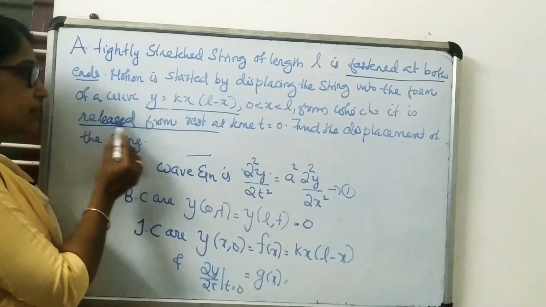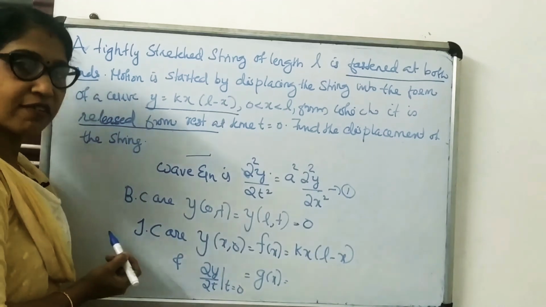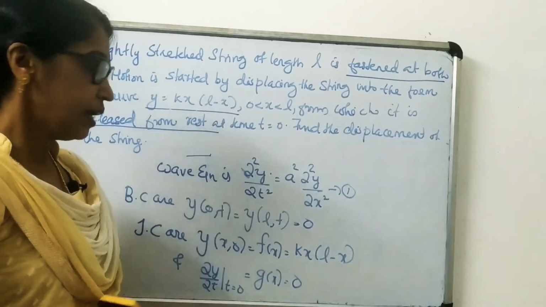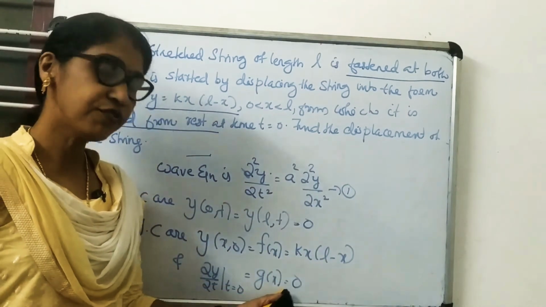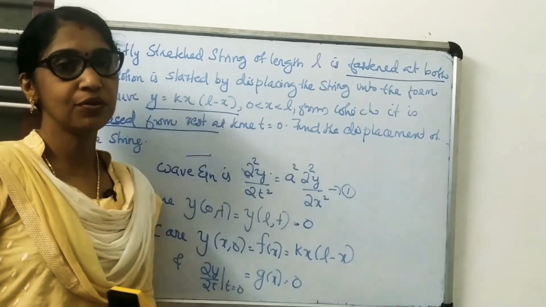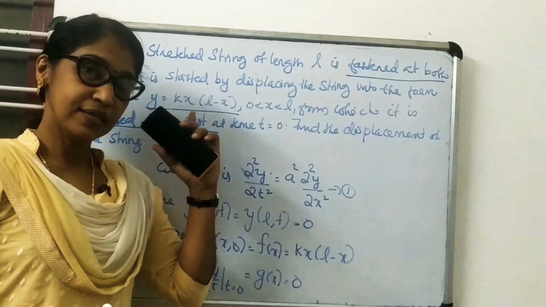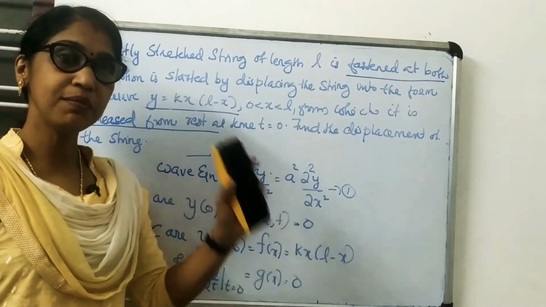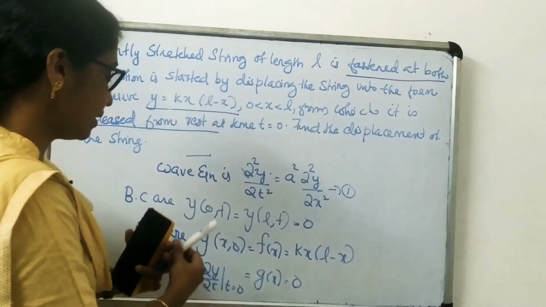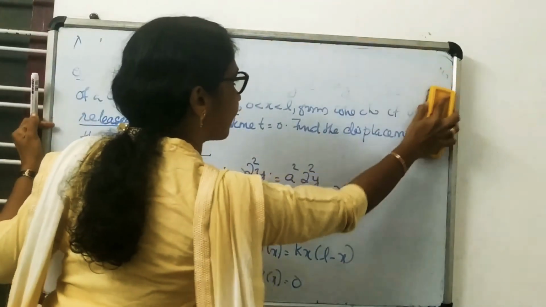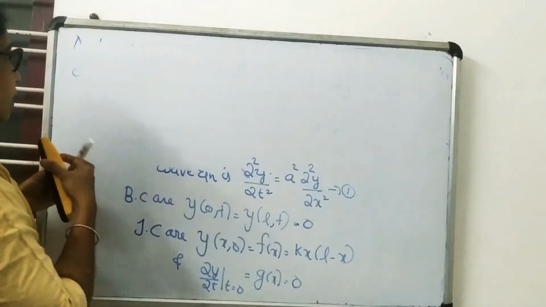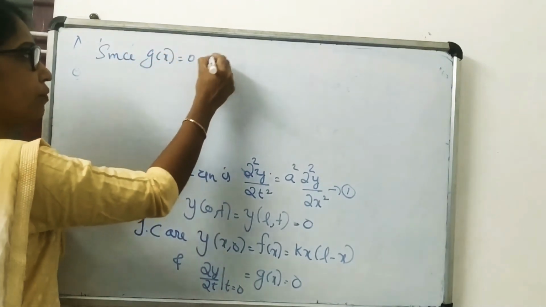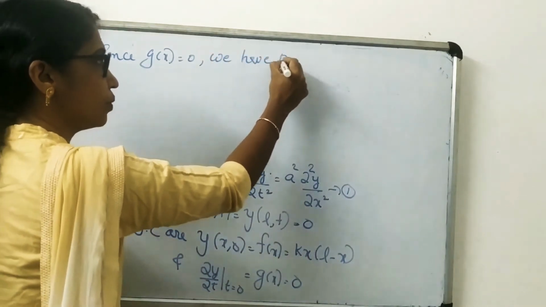What is g of x? The string is released from rest, so the initial velocity is 0. So g of x is equal to 0. Therefore, f of x is kx into L minus x and g of x is equal to 0. Since g of x equal to 0, we know that in the solution we have two coefficients an and bn. If g of x equal to 0, then bn becomes 0. So I am writing, since g of x equal to 0, we have bn is equal to 0.